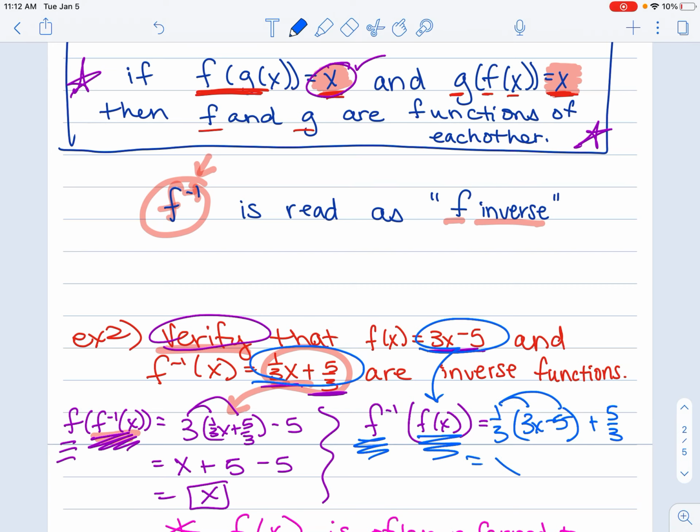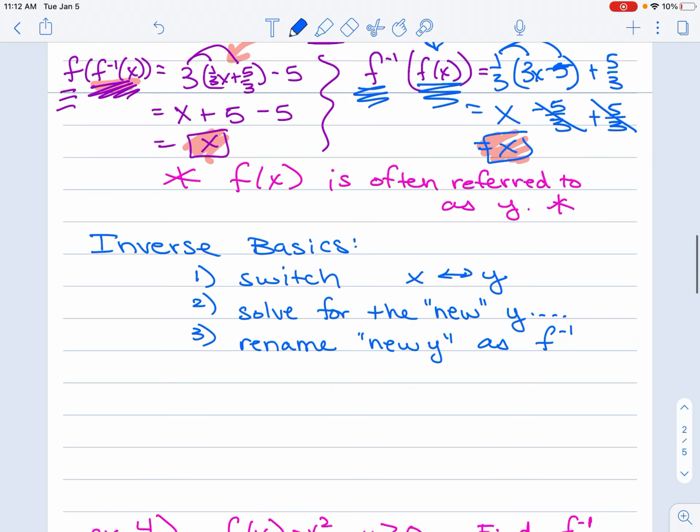1/3 of 3x is just x. 1/3 of negative 5 is minus 5/3. Bring down the plus 5/3. And look, these are going to cancel. So do you see how we get x for both? So we just showed and verified that f and f inverse are indeed inverses of each other.